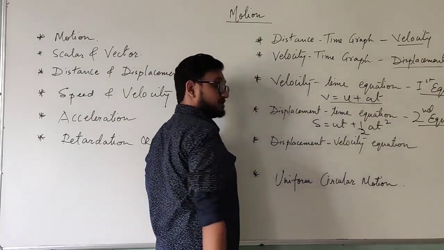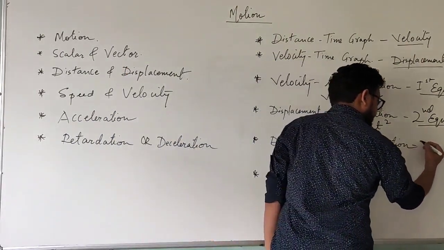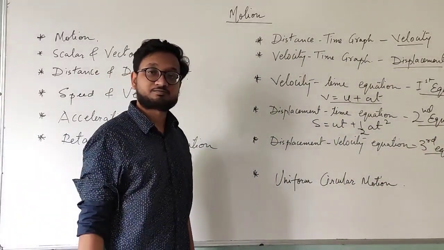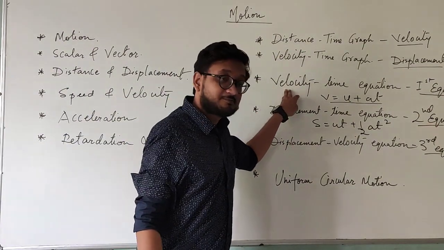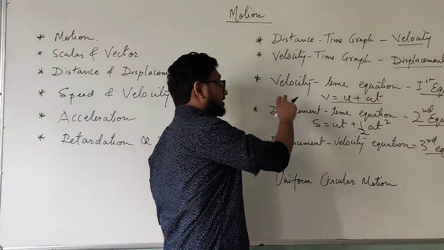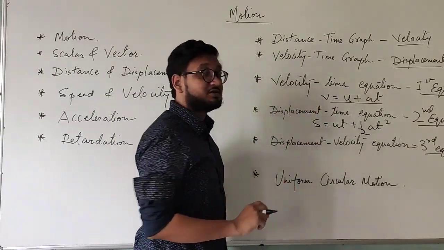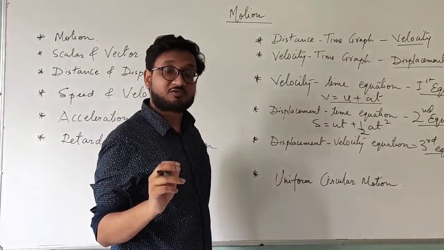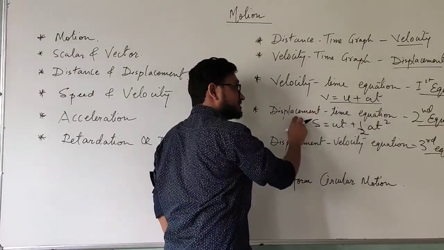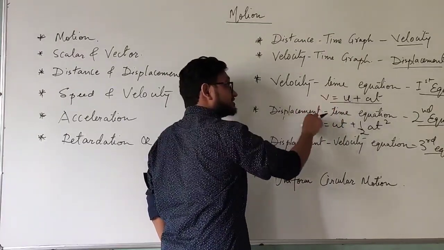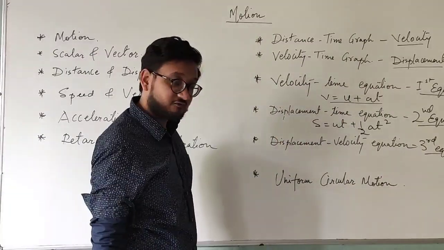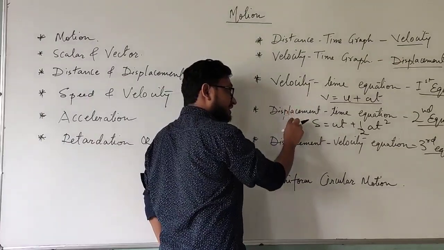Displacement and velocity equation. Third equation of motion. Remember one thing, students. In motion chapter, we are dealing with three physical quantities, that is velocity, displacement and time. Three things that we are studying again and again in this chapter. So once velocity and time is done, displacement and time is done, then we have described these two physical quantities with time. So these two physical quantities are the only two left. So the third equation is about velocity and displacement.